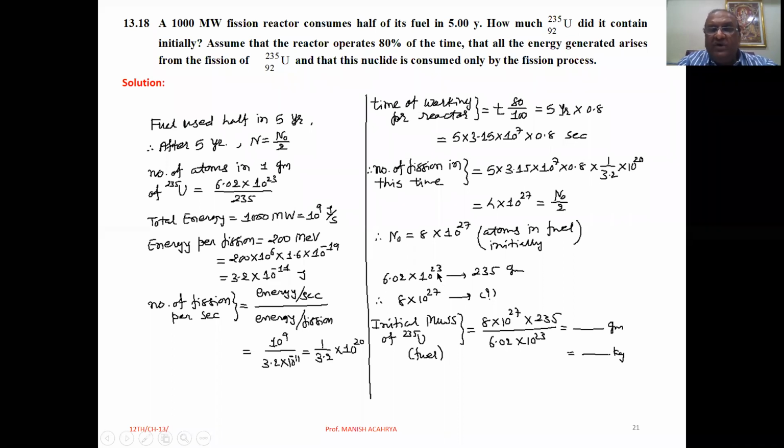If 6.02 × 10^23 atoms are there, then the mass of the fuel will be 235 gram. So if 8 × 10^27 atoms are there, then what will the mass of the fuel be? The initial mass of U235, that is the fuel, will be 8 × 10^27 × 235 divided by 6.02 × 10^23 gram, then convert it into kilogram. Clear to all of you?